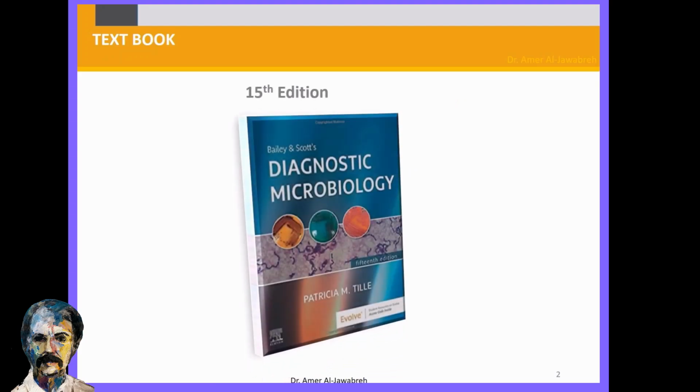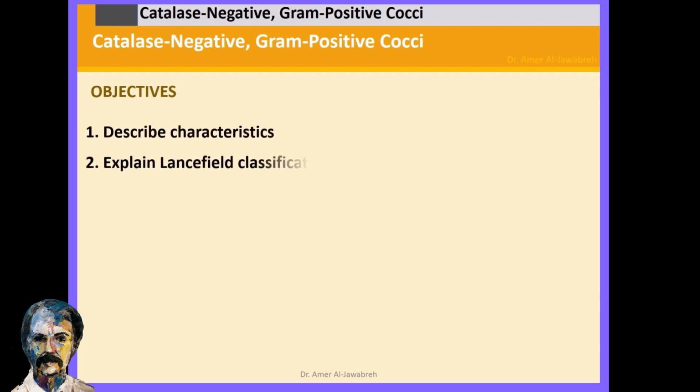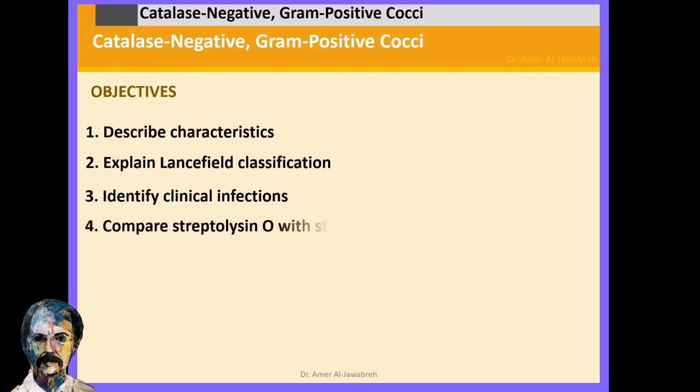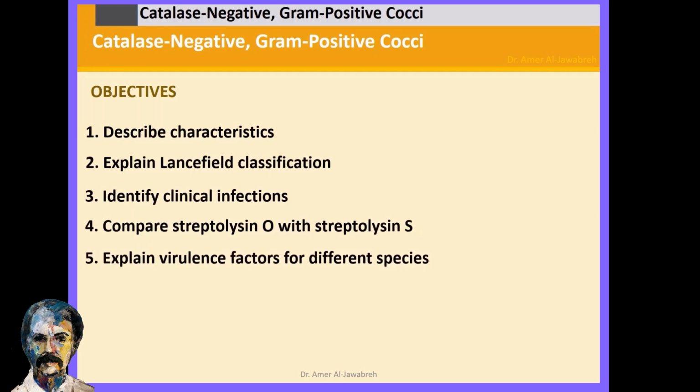Today we start with a new chapter, which is Streptococci. By the end of this chapter, you as students will be able to achieve the following objectives. Explain the characteristics. What are the main characteristics of the Streptococci in general?